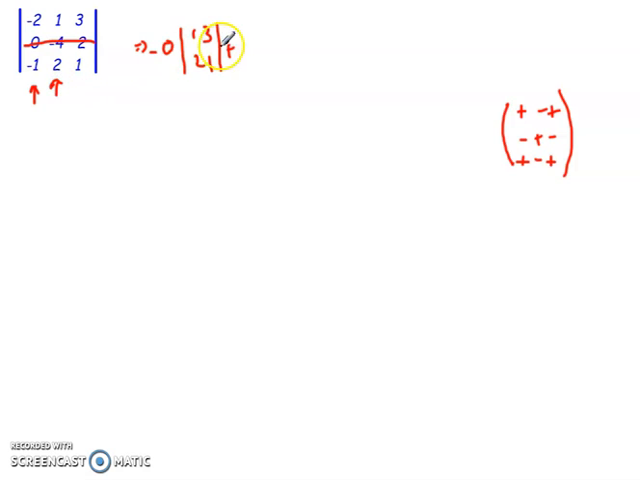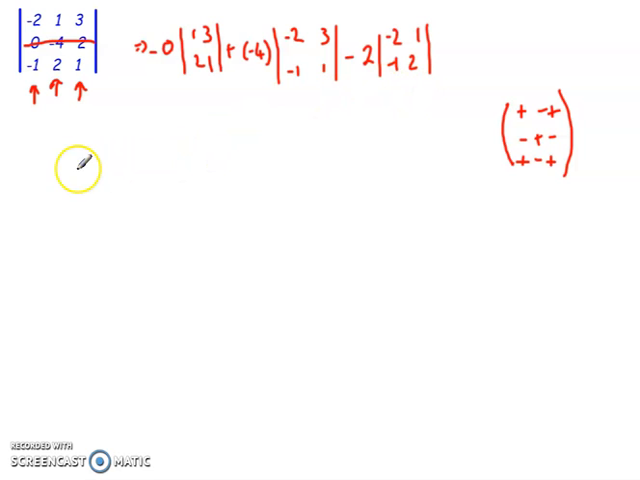So ignoring that column as well, I've then got plus the -4 times the determinant of what's left, so -2, 3, -1, 1. The third element in the row is a take away, so it's a negative, and I'm imagining I'm ignoring the third column. So it's a 2 here, and then it's going to be the determinant of -2, 1, -1, 2. Now we just do each of the calculations, combine all my answers, and get a value.